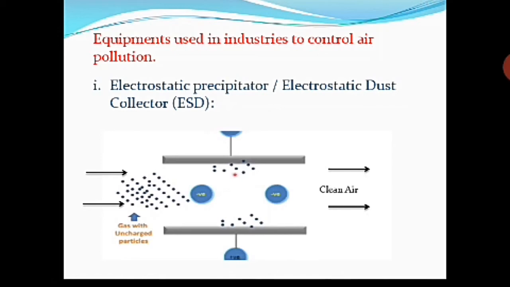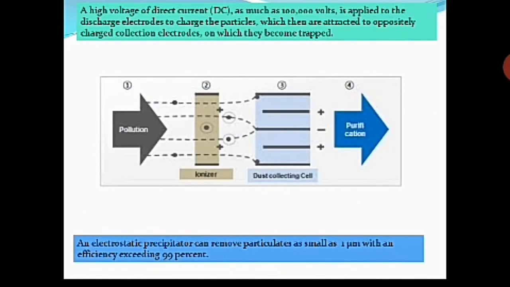So here also we can see this is the pollution which contains the suspended particles. It is allowed to pass through an ionizer that ionizes the particles. They get respective charges, and that is allowed to pass through different electrodes. Here you can see the plus and minus electrodes. The oppositely charged ions will move towards the respective electrodes and get discharged, and the outcoming gas is pure air which is free from dust.